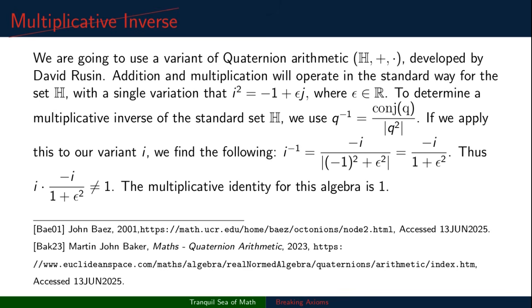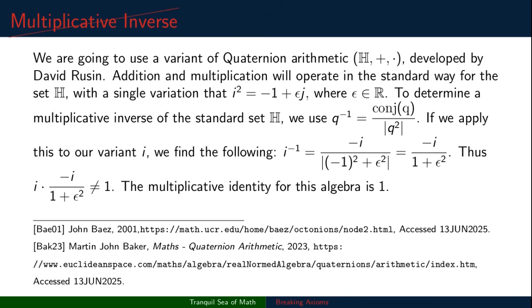And we use this bold H here because they were developed by Rowan Hamilton in Ireland. So H is because of Hamilton's work with these numbers. But we're actually using a variant devised by David Rusin. And we're going to define the square of i to be -1 plus epsilon times j. And the epsilon is just going to be a small real number.